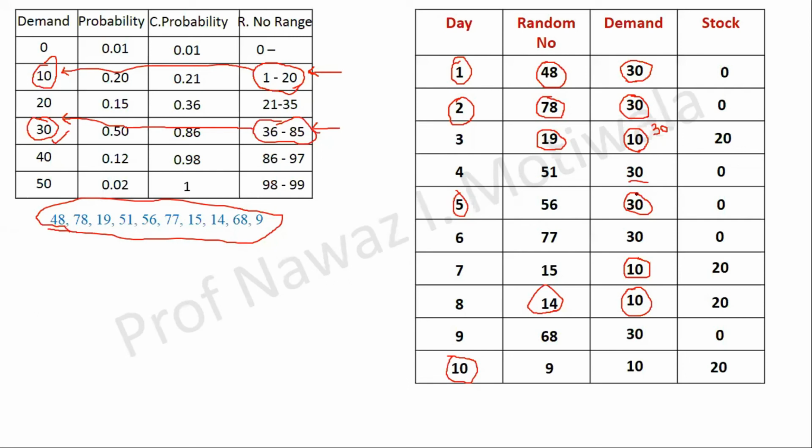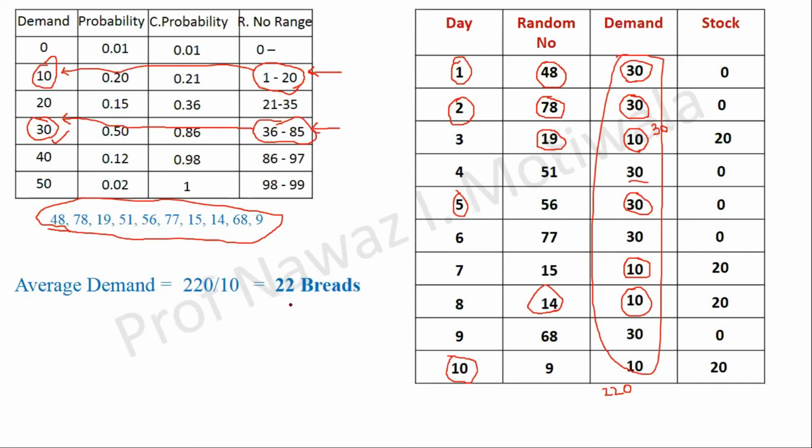The second question which was asked was, what is the average daily demand of the stock, or our average daily demand of the cakes? So how do we take the average? We just add the numbers and divide by the number of days. So average demand will be equal to 220 divided by 10. How 220? If I add all these demands for the 10 days, I will get 220. So the total demand in the span of 10 days is 220. Hence, the average demand will be equal to 22 breads per day. This is the average demand.